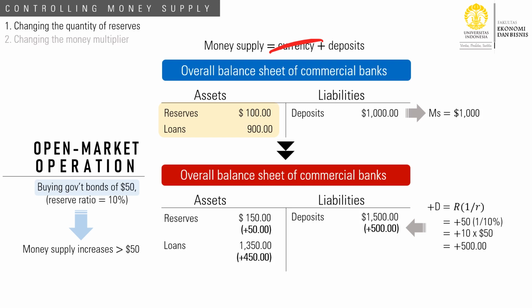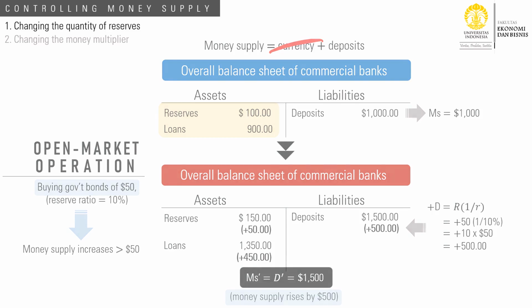It should be clear right now the impact of open market operations, in this case through the purchase of government bonds by the central bank, is an increase in the money supply. From buying $50 government bonds, money supply increases by $500, or equals the increase of total deposits. The opposite will occur for sure if the central bank sells bonds instead. Money supply will decrease as a consequence.